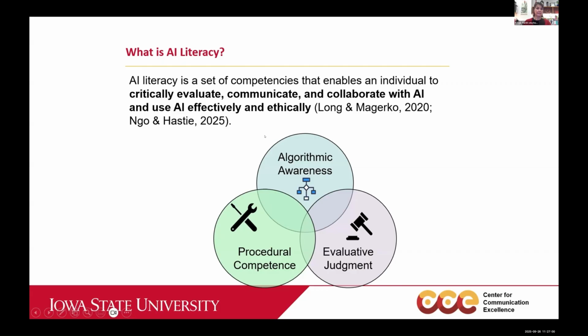And this quote synthesizes the idea. So it says, AI literacy is a set of competencies that enables an individual to critically evaluate, communicate, and collaborate with AI, and to use AI effectively and ethically. And that is sourced from two papers, one from 2020, one from 2025.